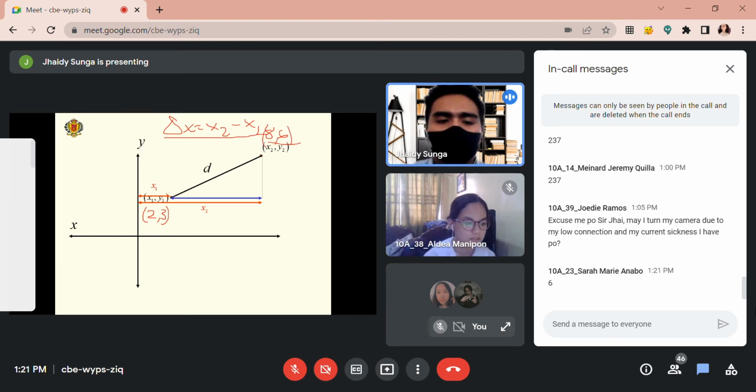Alright, in this given, we have 6, no? So we have x sub 2, x sub 2 is 8, then minus what's x sub 1? We have 2. Then we subtract that one, we have the value of 6. Then therefore, this segment, or the blue segment, would have the value of 6. Alright, so when we have 6, no? So, thank you for that one, Ale.